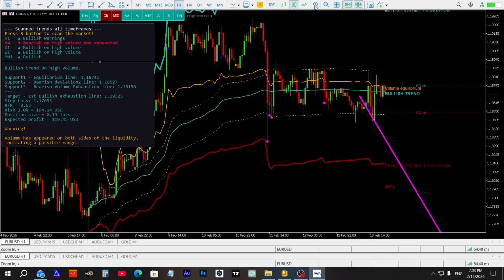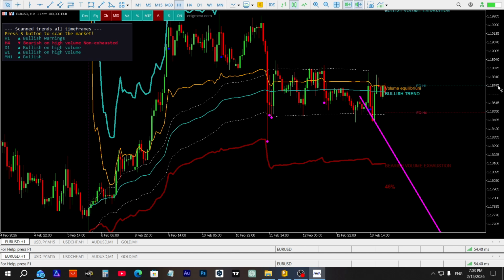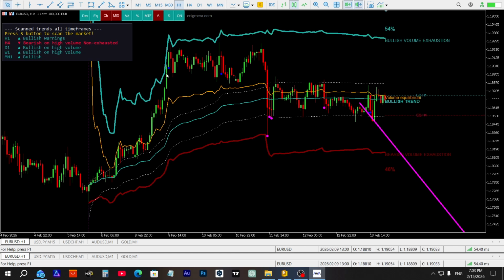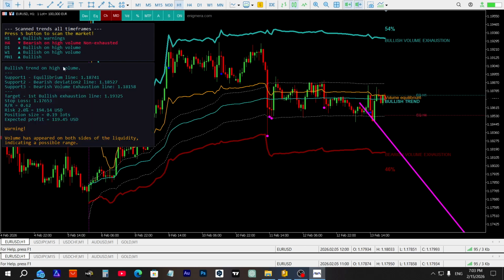Let me zoom in and see what we got here. We got bullish trend. Here we got bullish volume, again bullish volume, the market dropped. Here we got volume on the other side of the liquidity, and here also. And the warning is volume has appeared on both sides of the liquidity, indicating a possible range.